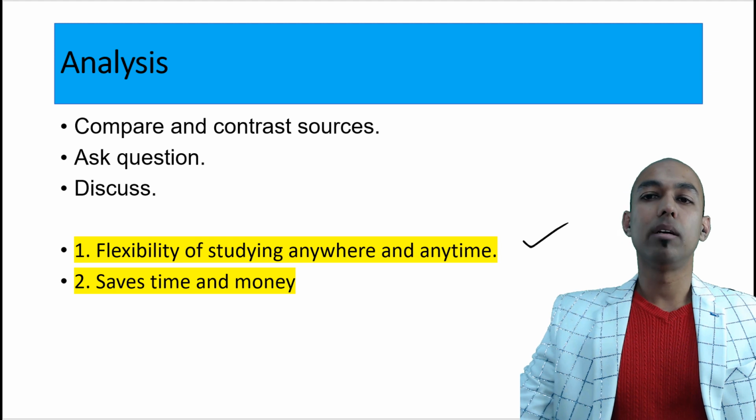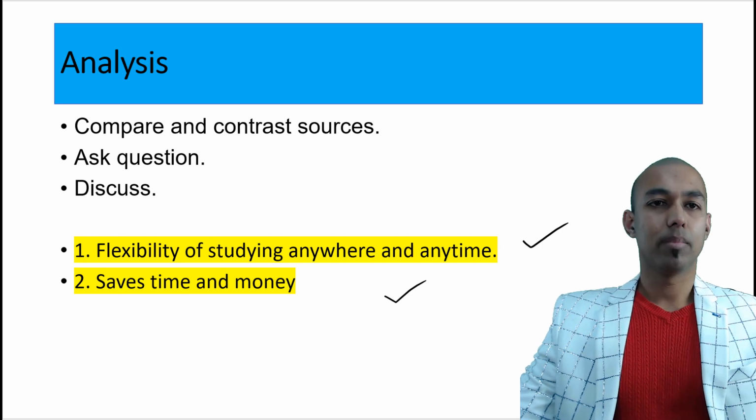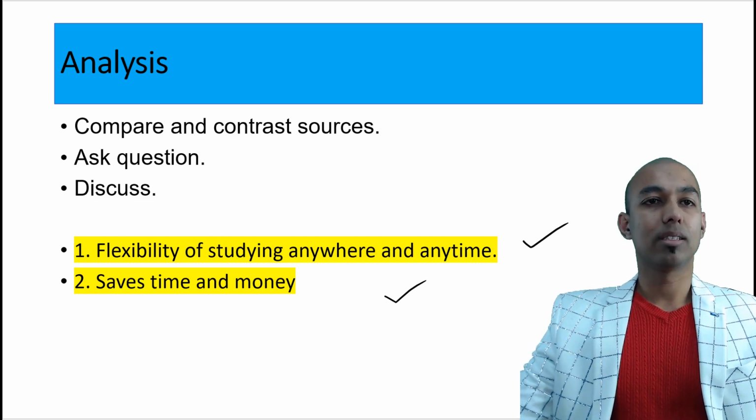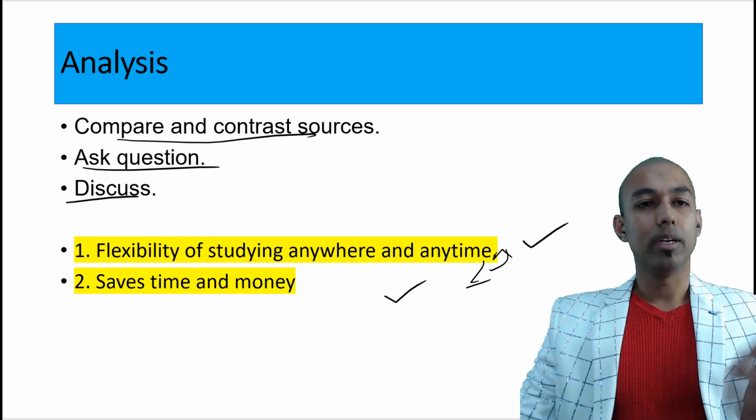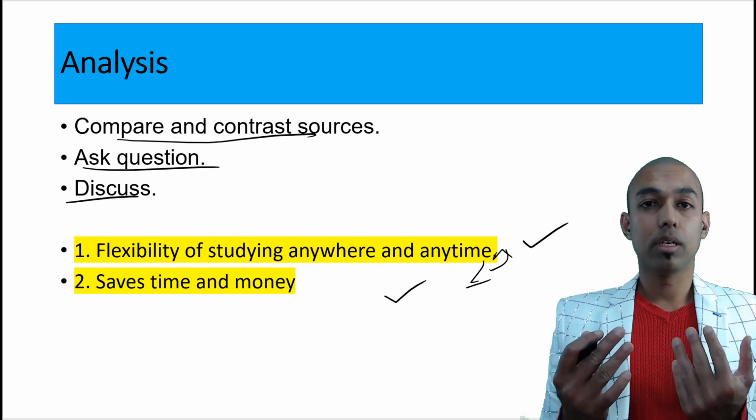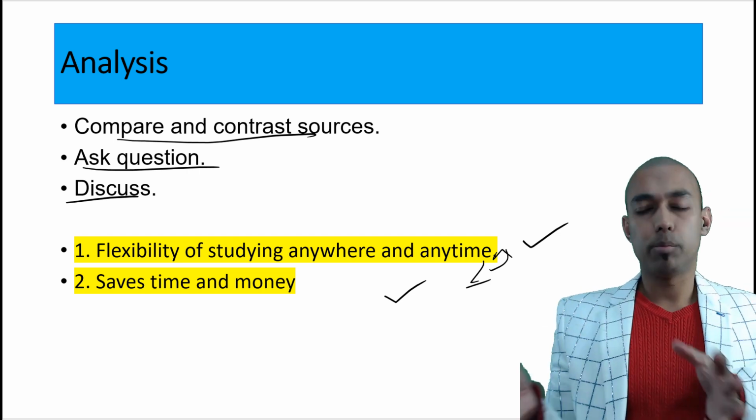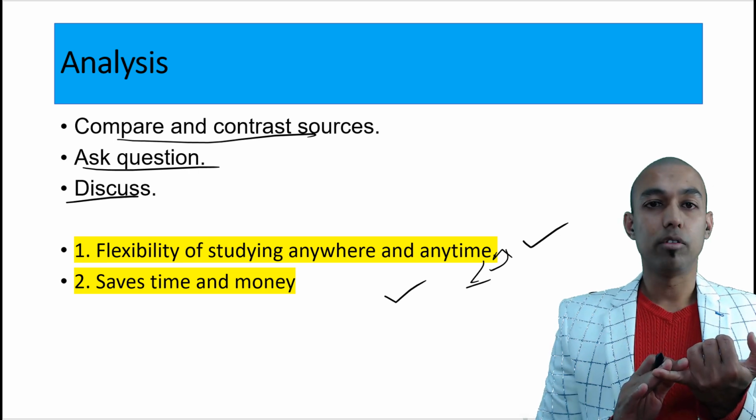Now, next thing, it's not over now. Now that you've shared with the audience your two advantages, don't just leave it there. You can compare and contrast the sources, you can ask a question, or you can discuss. Think about these two advantages. How do they relate to one another? I can think of something. You see, when students or learners can learn anytime and anywhere, especially at home, they don't have to travel, right? They don't have to travel.